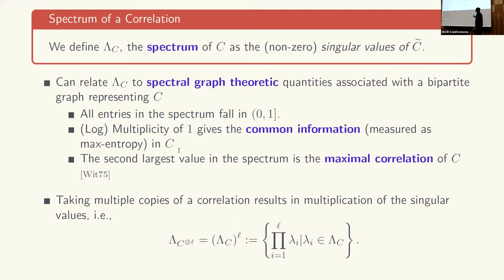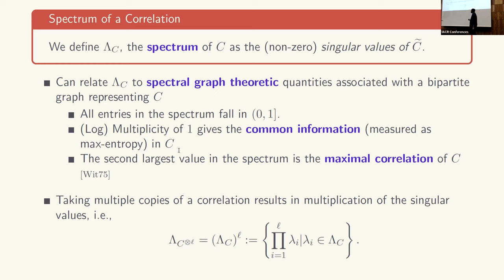And just to give an idea about what we mean by correlation operator: when we look at the spectrum of this correlation operator, we will see that it falls in the interval between 0 and 1, and the second largest value is the maximal correlation. In fact, the spectrum of a correlation is closely related to several spectral graph theoretic quantities related to the bipartite graph representing the correlation.